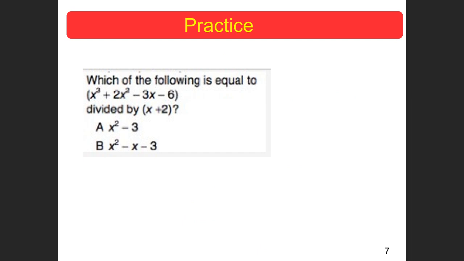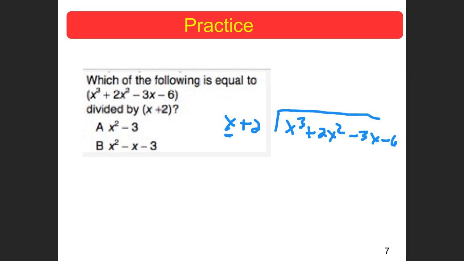So in this problem, it says, which of the following is equal to x to the third plus 2x squared minus 3x minus 6 divided by x plus 2? Well, I'm going to do long division on this. I just look at the first term. X times what gives me x to the third? Well, that's x squared. So I'm going to multiply x squared times x plus 2, which gives me x to the third plus 2x squared.